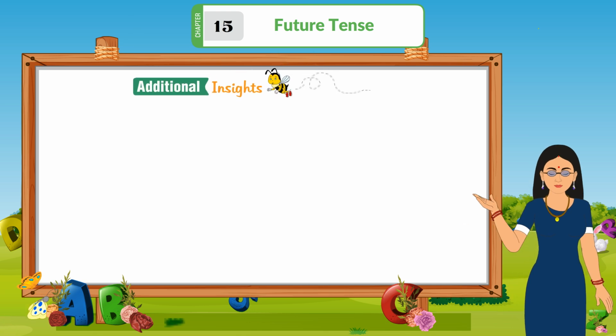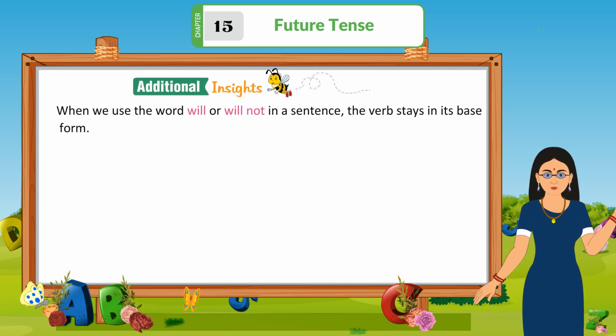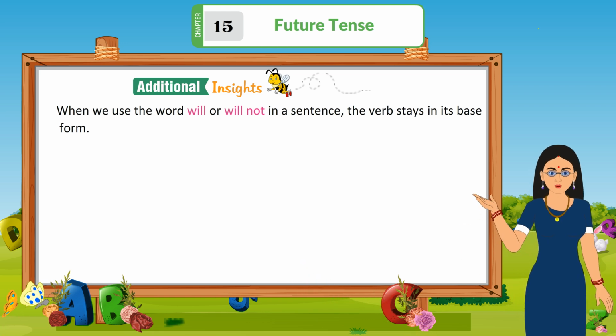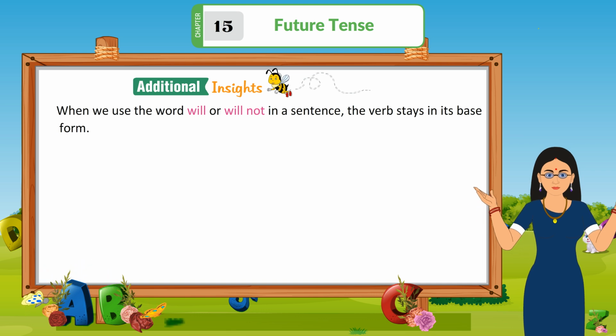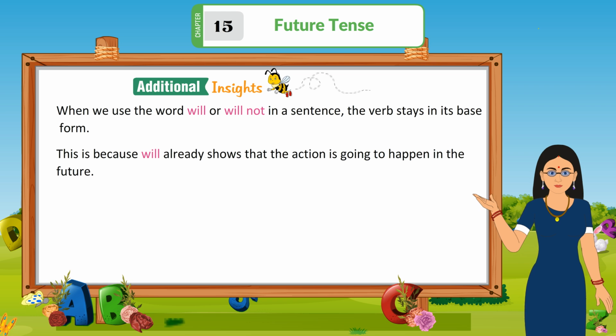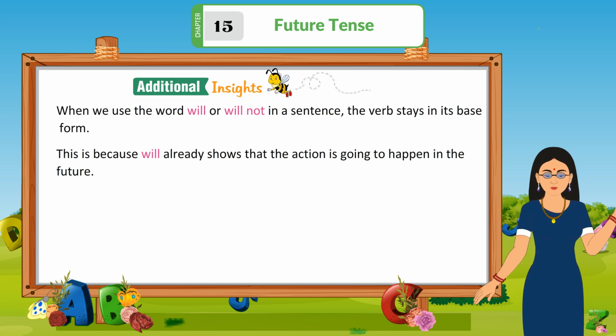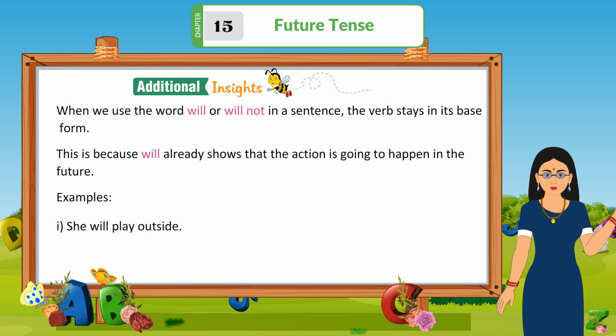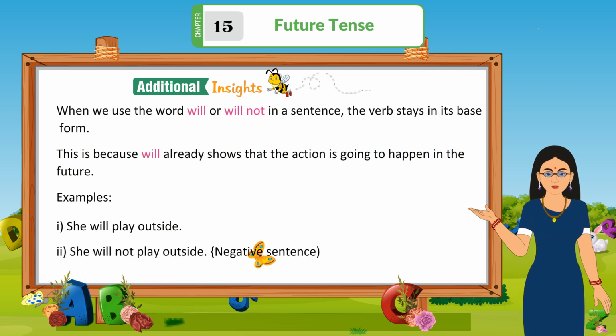Additional insight. When we use the word will or will not in a sentence, the verb stays in its base form. This is because will already shows that the action is going to happen in the future. Examples: 1. She will play outside. 2. She will not play outside.